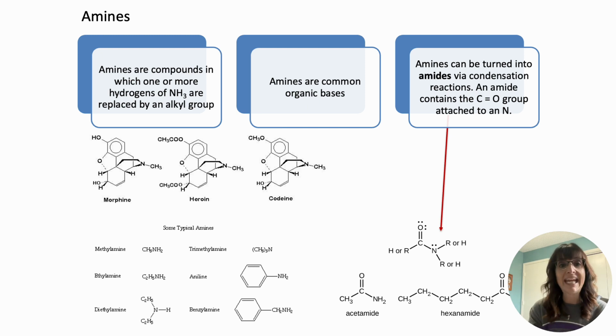Another functional group are the amines and the amides. Let's talk about the amines first. Amines are where you have an NH3 group, but one of the H's has been replaced with an alkyl group. And what do I mean by that? Like you remove an H and you slap on a methyl. These are organic bases. They're Lewis bases. And amines can easily be turned into amides via condensation reactions. An amide contains the C double bonded to an O group attached to an N. So they're similar but different.